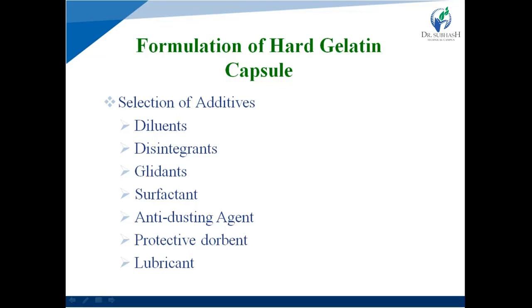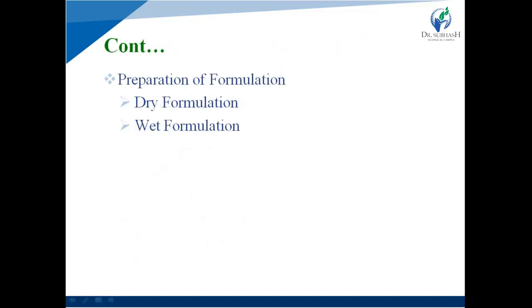Next one is lubricant, or the function of lubricant. They facilitate the ejection of the plug from dosator and dosing disc type machines. They prevent the adhesion of powder over the piston and metal surface. They reduce the friction, the main role of a lubricant. They reduce the friction between the sliding surface and the powder plug. Examples of lubricants are polyethylene glycol, sodium stearyl fumarate, hydrogenated vegetable oil, etc.